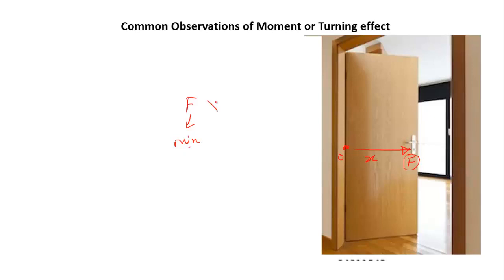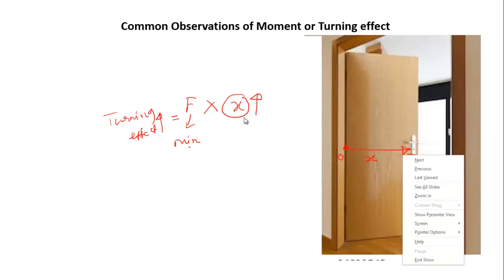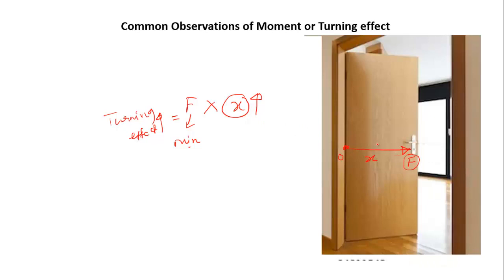This is our effort. And we have the option where we can increase this x. How? Just by putting this handle away from the door hinge, and thereby the turning effect we can increase. That means we can open or close the door very easily. If we reduce x, if we mount this handle here, then we have to put extra force to open or close the door. This is a very simple observation.